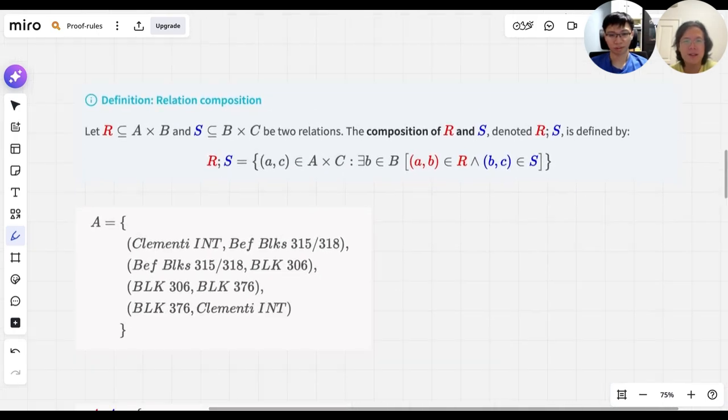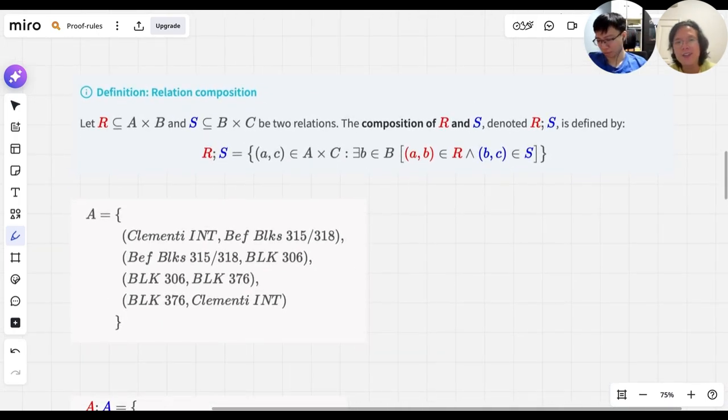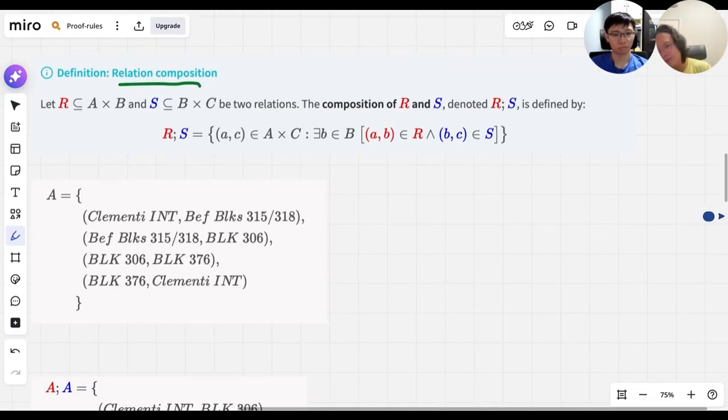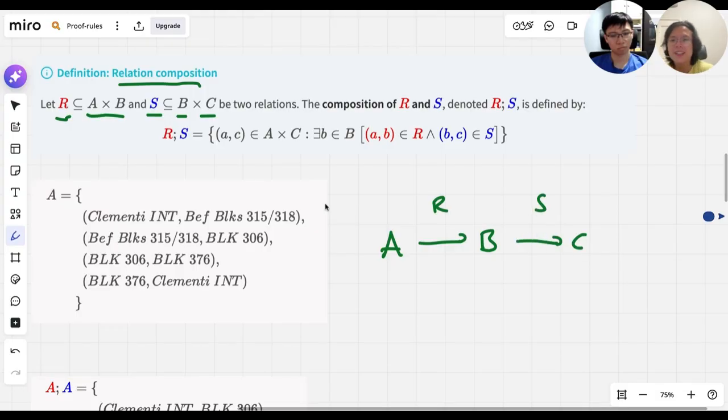Okay, so that was relation inversion. Let's now talk about relation composition, which is the scarier one. So we're going to consider having two relations now. Let's say R is a relation that relates items from A to items in B, and S is a relation that relates items from B to C. So pictorially, A to B, this is R, and from B to C, this is S.